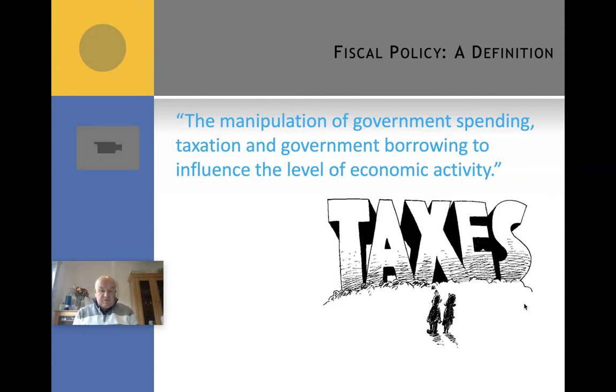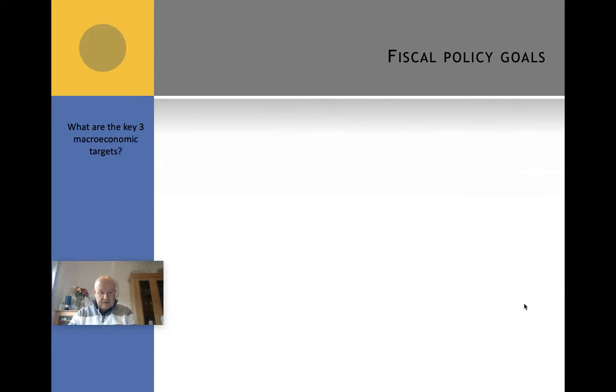So what is it? It's basically, as it states there, the manipulation of government spending, taxation, and government borrowing to influence the level of economic activity. So remember, whenever you've got fiscal policy, it's government spending and taxation. Those are the two things that the government has available within its fiscal policy armoury to influence the level of economic activity. So let's take a look at some fiscal policy goals then, and how those goals are achieved through different means of different policies, I suppose.